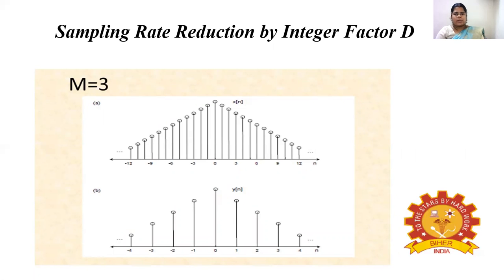Let's see an example for sampling rate reduction by integer factor D. Here the integer factor is taken as 3. The input sequence is given as x of n. From the input sequence x of n, after decimation, we get the output y of n, since here the sampling rate gets reduced by the factor 3.